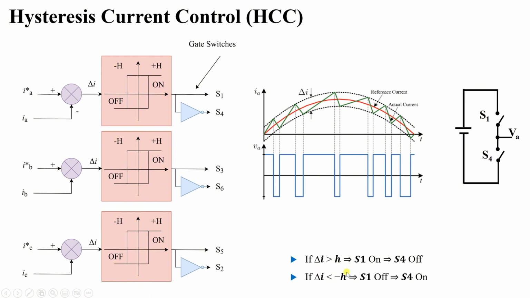If the inverse happens, negative H, if IA is greater than IA reference by a certain gap, it means that our current is too much. We have to switch it to S4 to bring it down, like this point here. It is too much compared to the reference by a gap of H. So it will start going down here by switching to a negative supply.